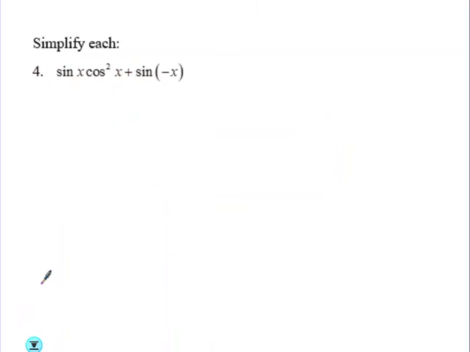So I have sine x times cosine squared x plus sine of negative x. Well, this sine of negative x is going to be an issue. So I'm going to go ahead and use my even and odd identities. I know that sine of negative x is the same as negative sine of x. So now I'm going to show you two different methods to simplify from here.